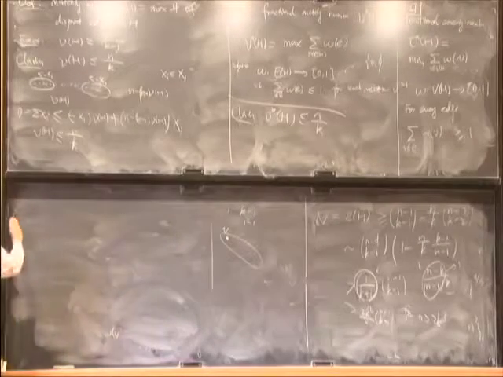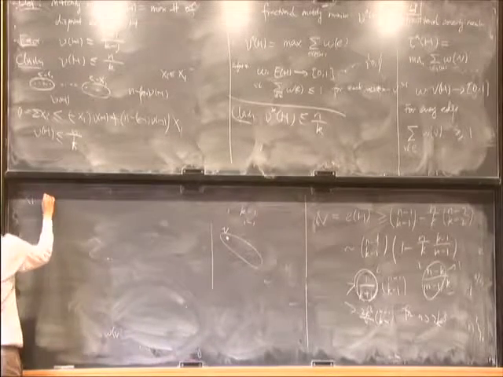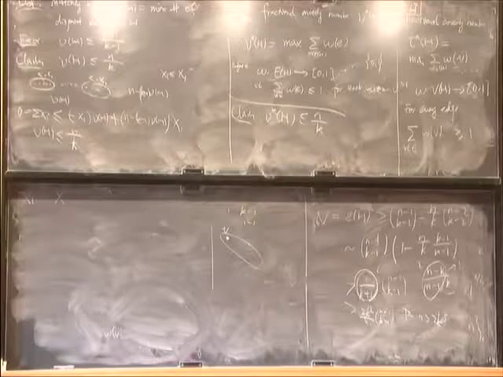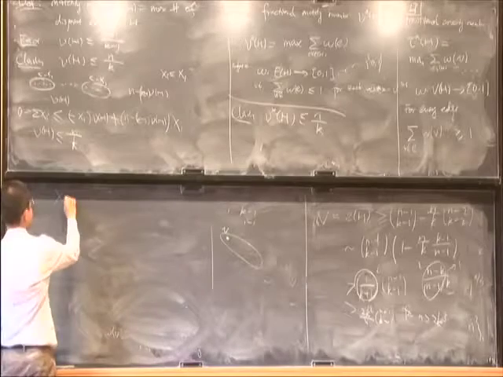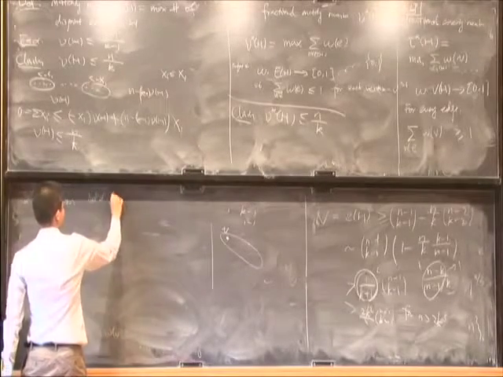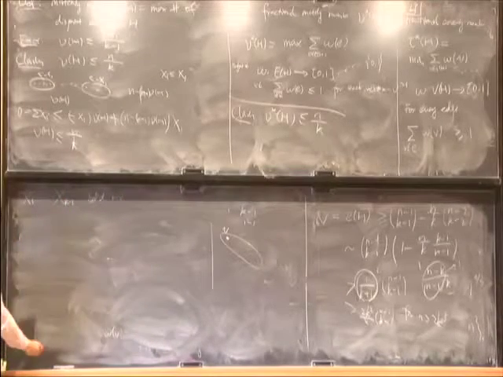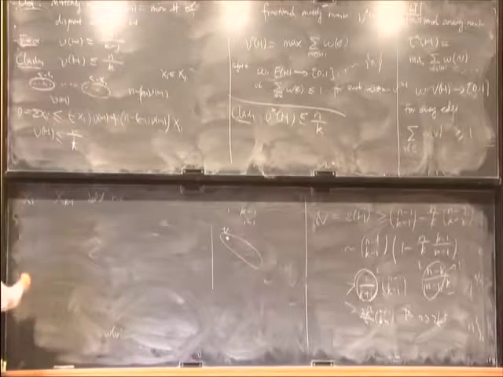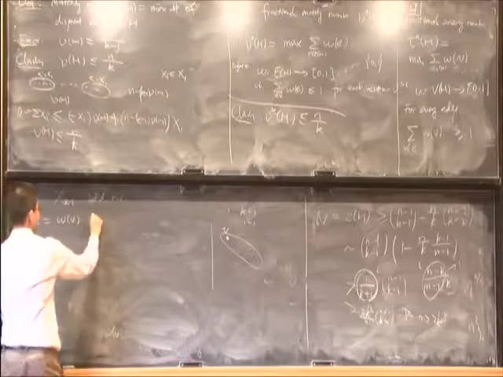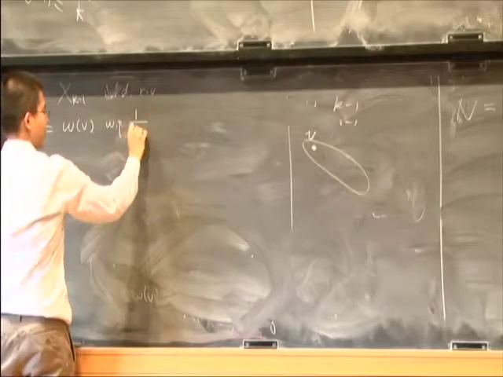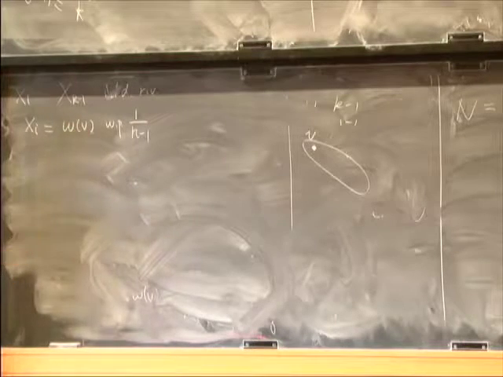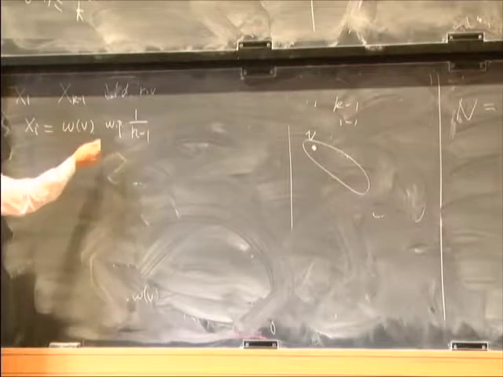So here's the trick. Now we define our random variables S1 to Sk minus 1. All of them are independent, so IID random variables. And every one of them is equal to W of V with probability 1 over m minus 1. So we have a weight on all the m minus 1 vertices. Now we just take Si equal to the weight with equal probability.